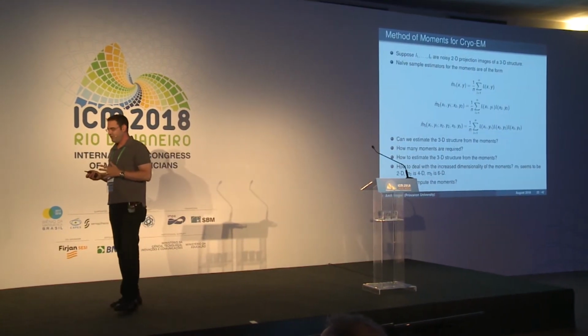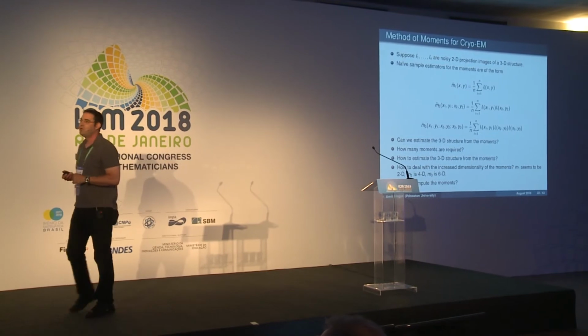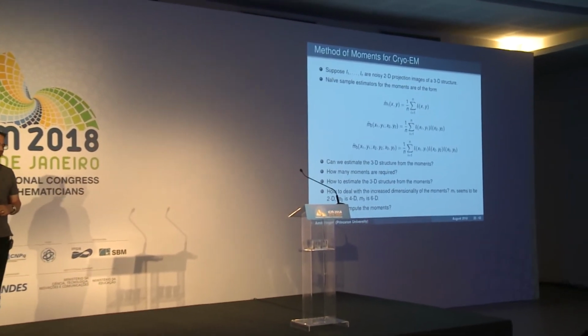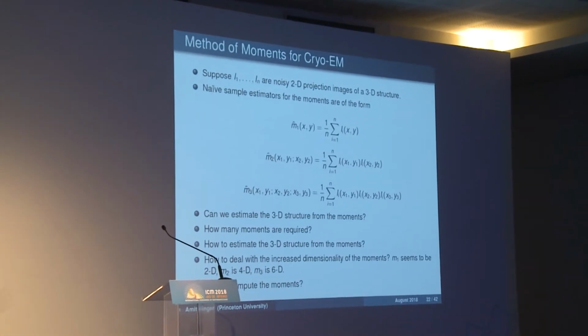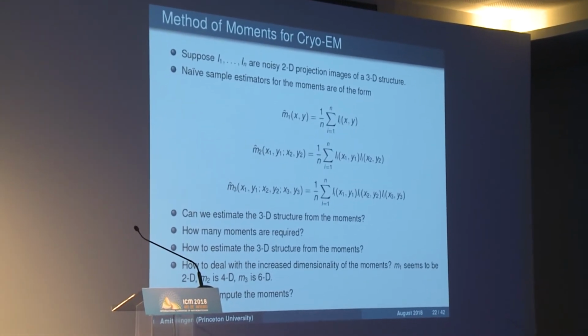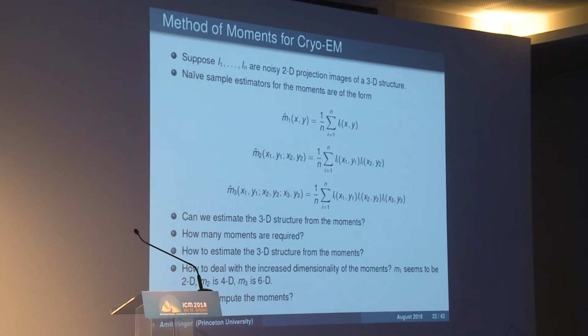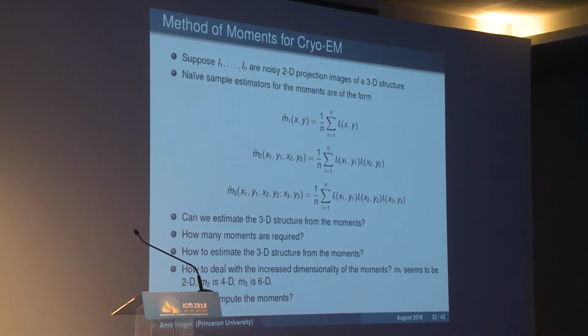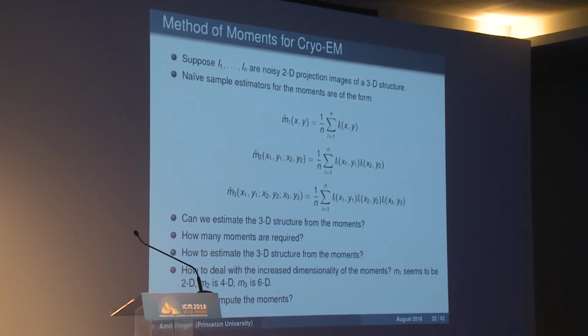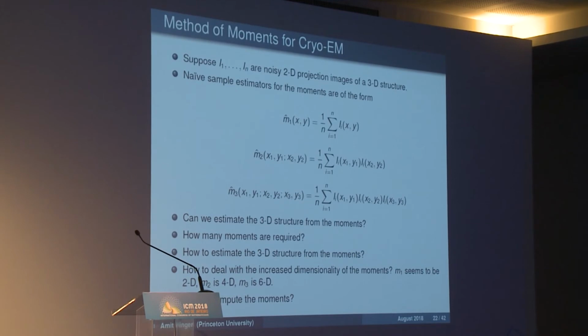So can we do method of moments for cryo-EM? What would the moments mean in cryo-EM? The first moment will just be the average image. You take all the images and average them. This will be just an image. The second moment is very much related to the covariance matrix of the images. Now it will be a function of 4 variables, say x and y of one pixel and x and y of another pixel. And similarly, you can go to third order moment and so on.